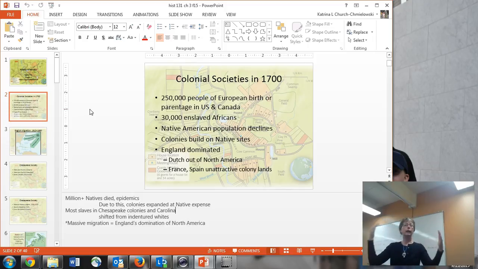So England dominated the colonial societies in 1700. The Dutch were moved out of North America, and France and Spain had these unattractive colony lands. Right? Okay. Spain had lands where? Florida. Where else? South America. Uh-huh. Where else?